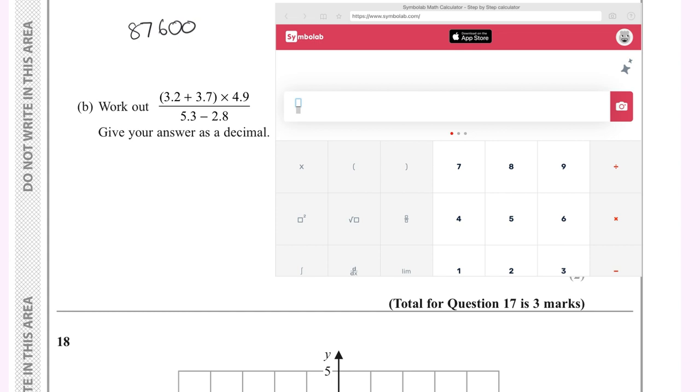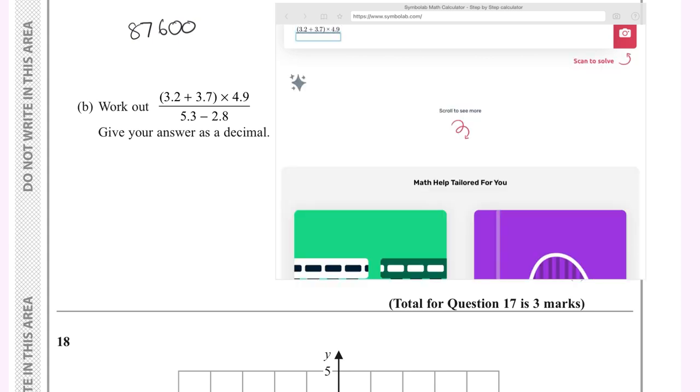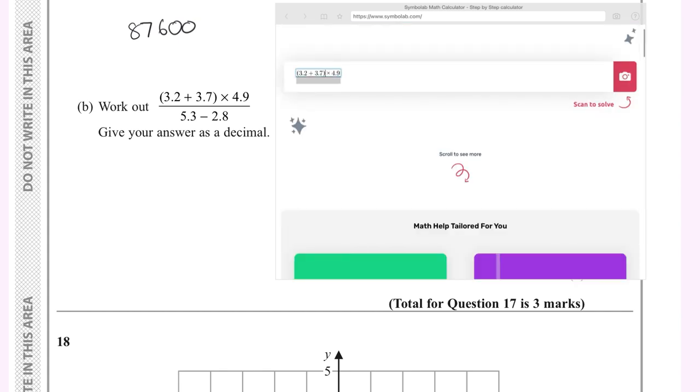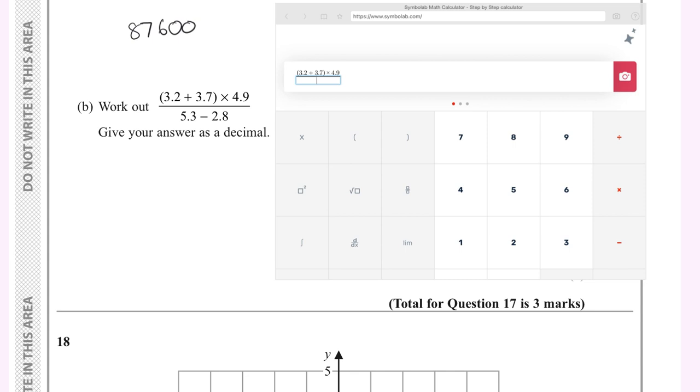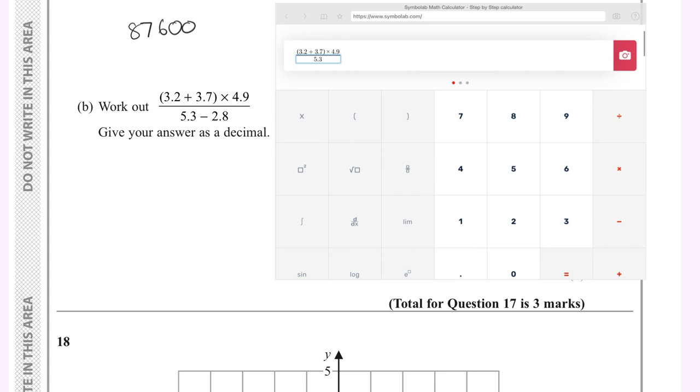Next thing, we're going to want to put a bracket. Okay, you want to put that bit in the bracket first, and then we just need to start writing the number. Okay, so we've got 3.2 plus 3.7 and close the bracket, and then it says times 4.9. Okay, so that's all on the top, and then we're just going to pop ourselves to the bottom. Right, where's it gone? Sorry, that was a bit weird. And then on the bottom we've got 5.3 minus 2.8. Right, and then let's just see what it is.